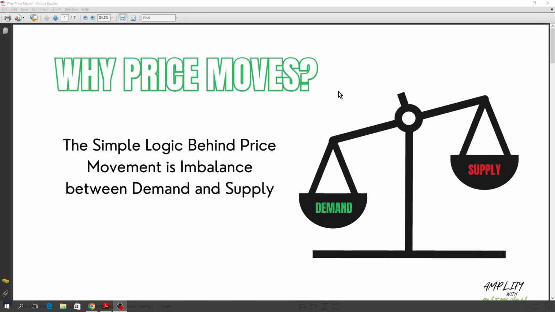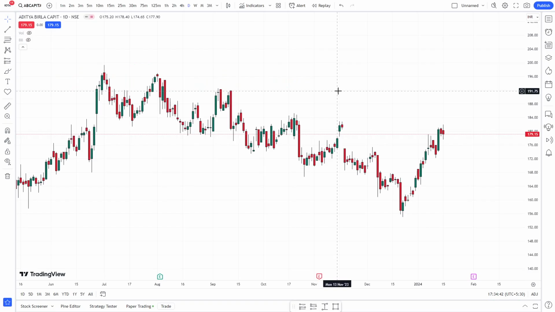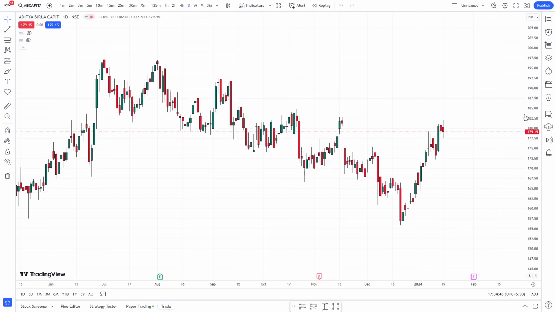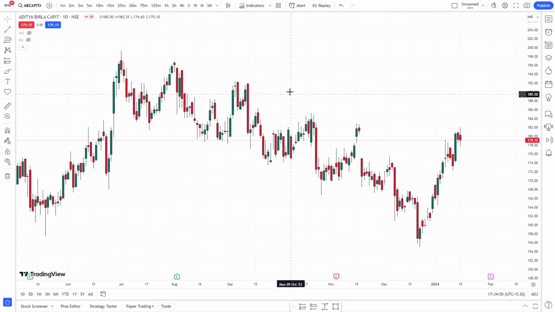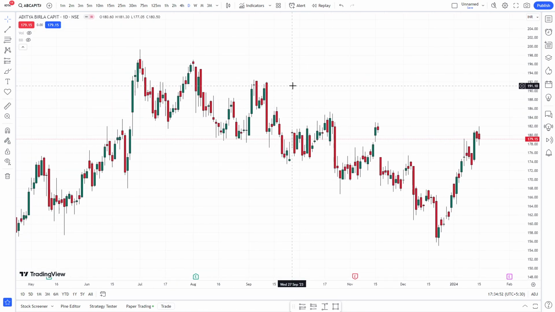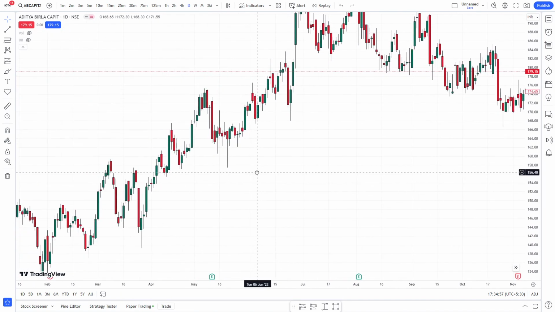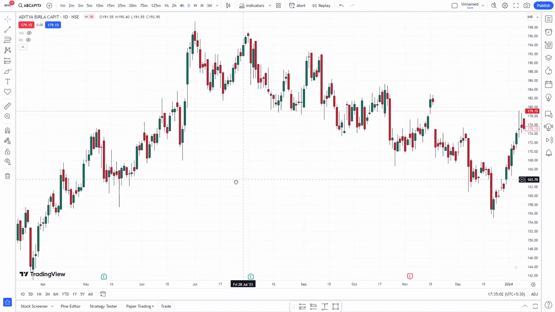Okay, guys, so in this lecture, we are going to talk about a very important topic which we need to understand, and that is why price moves. Okay, so on the chart, this is the chart. On the chart, we are having this price movement, means price is going up, sometimes down, sometimes sideways, means it's moving in a manner that we are not able to decide in which direction this price is moving.